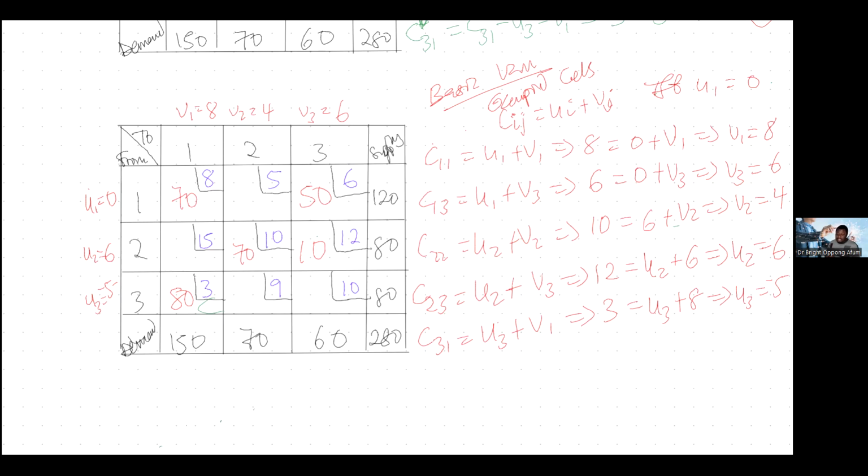So now let's evaluate the non-basic variables, that's the empty cells. That will help us check for optimality, whether there is a net cost change which is negative. If it's negative, then it's going to affect the objective function. If all of them are positive, then it means that any reintroduction will rather increase the cost of transportation, and therefore the solution is optimal. So let's check our non-basic variables, or the empty cells.